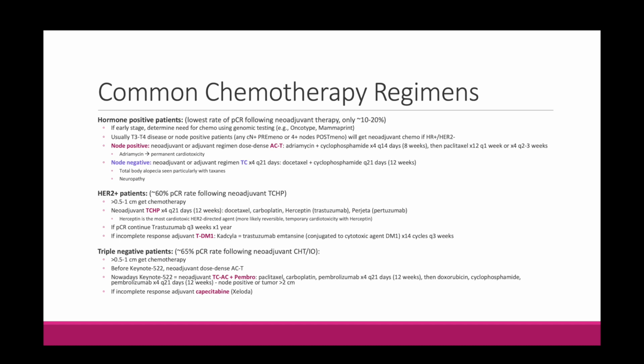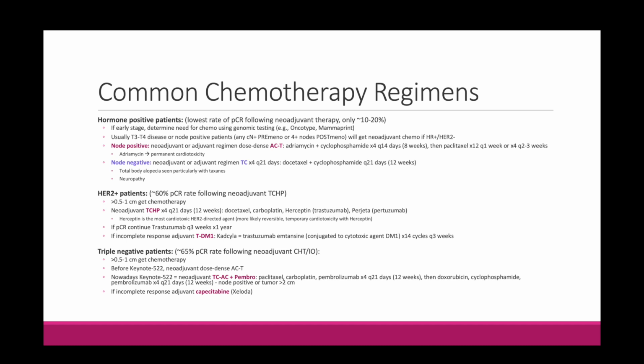For node-negative patients, a regimen that is commonly used is TC, which is the T here stands for taxotere, which is docetaxel, and cytoxan, which is cyclophosphamide. So node-negative, we might consider TC for 4 cycles, every 21 days. So it's given over 12 weeks. With the taxanes, the biggest side effect to keep in mind is total body alopecia that's seen, as well as neuropathy.